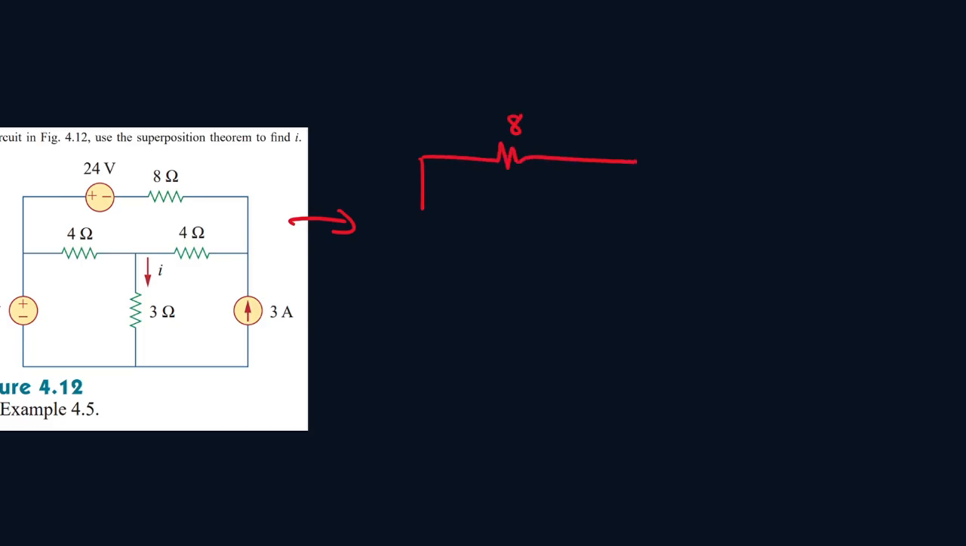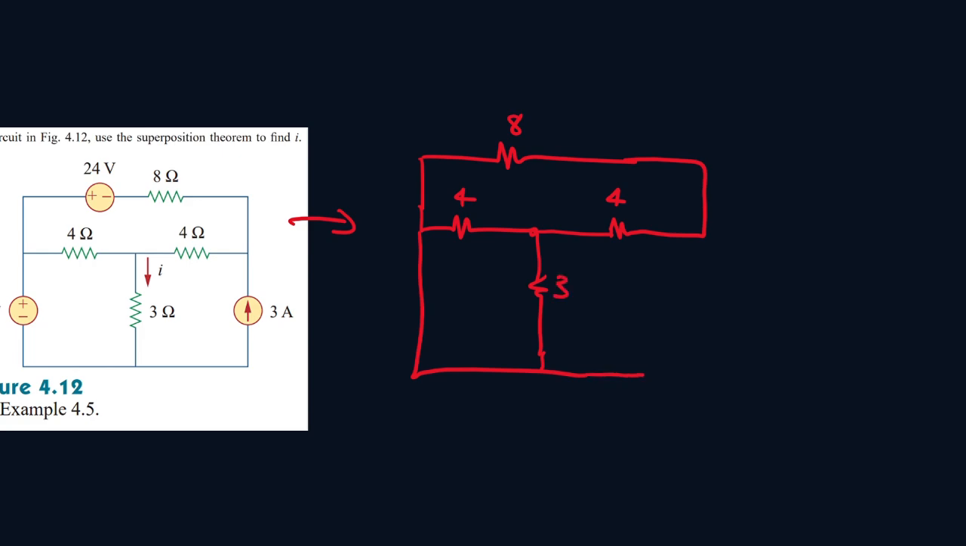So it'll be 8 ohms here, 4 ohms here, 4 ohms here. This will be closed, 3 ohms here, and we'll add the current source here. And then there's I moving in this direction, and then the ground node. And since this whole region is connected to the ground node, it'll be 0 volts.